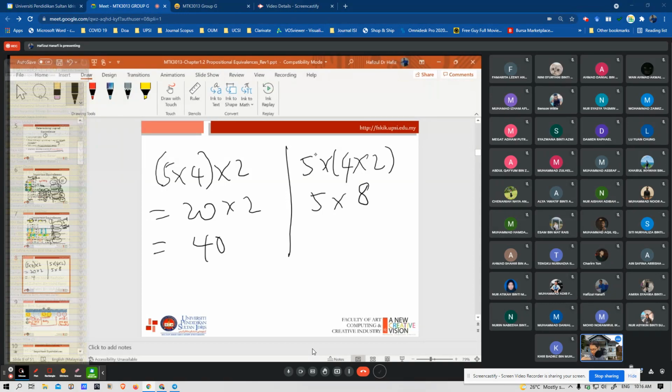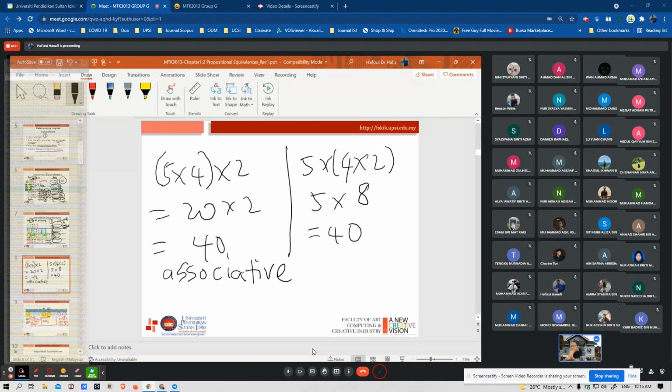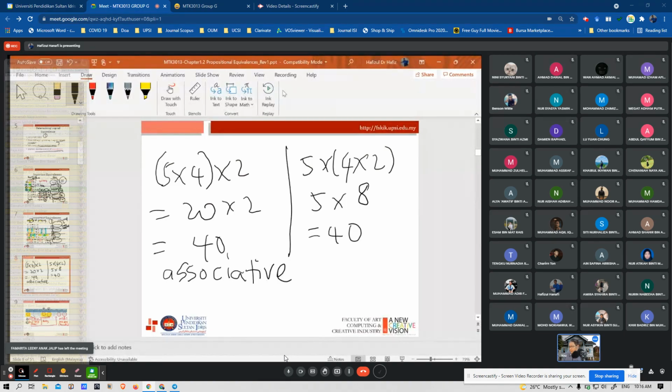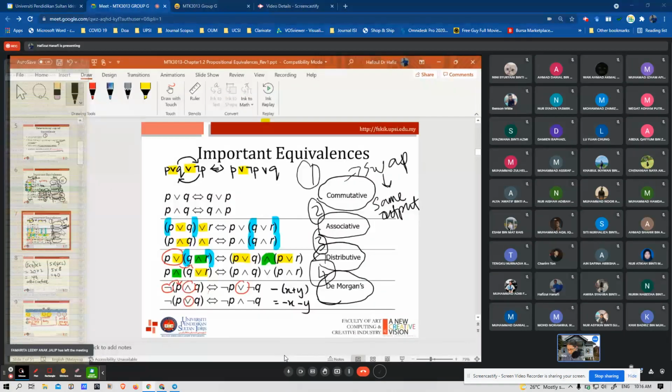Okay, is same. This one is associative. Okay, and then we have the distributive. Okay, second one is clear associative. First one is we want to commutative is swap, swap. Second one we just coordinate the position.